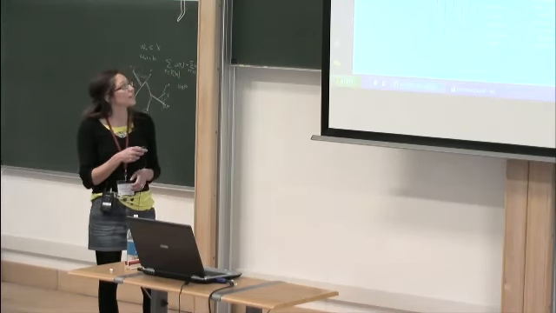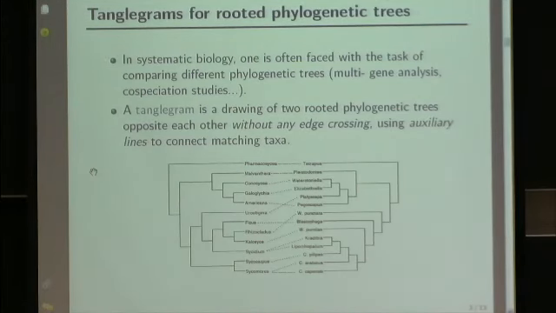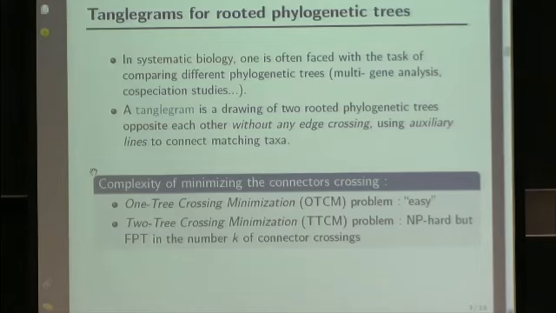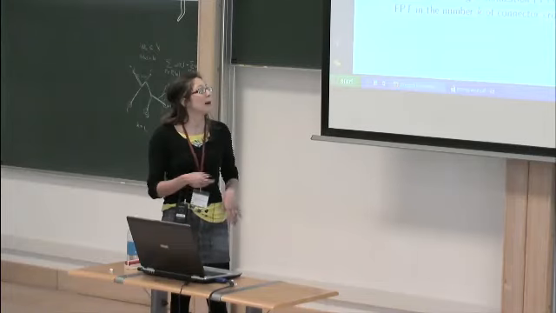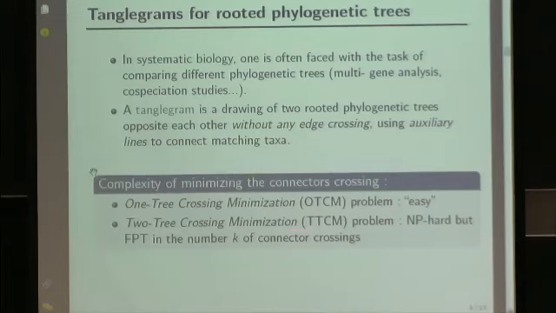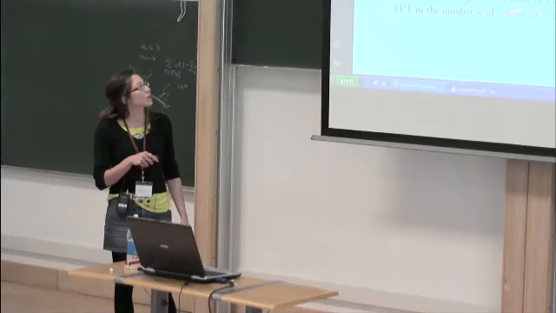And the matching taxa can be, for example, the same species in the two different trees, or in a co-speciation study, there can be different species. For example, here we have a section of ficus, and here the corresponding genera of a pollinating wasp that are connected. So this problem, as I said, is polynomially solvable when one layout is fixed and only the other can vary, but it is NP-hard and FPT in the number of connectors in the case where both layouts can vary. The connectors are just another name for auxiliary lines that connect matching taxa.